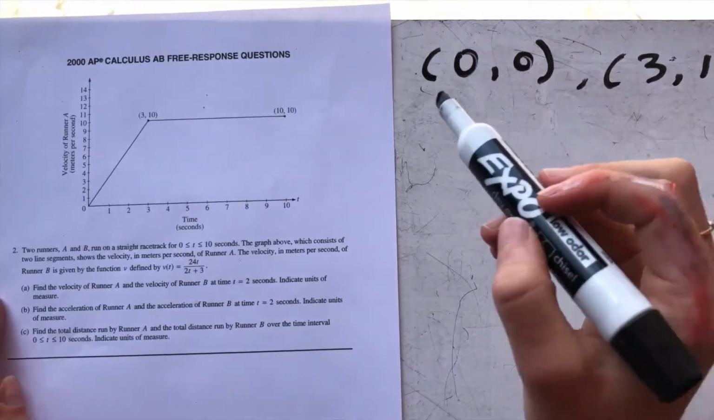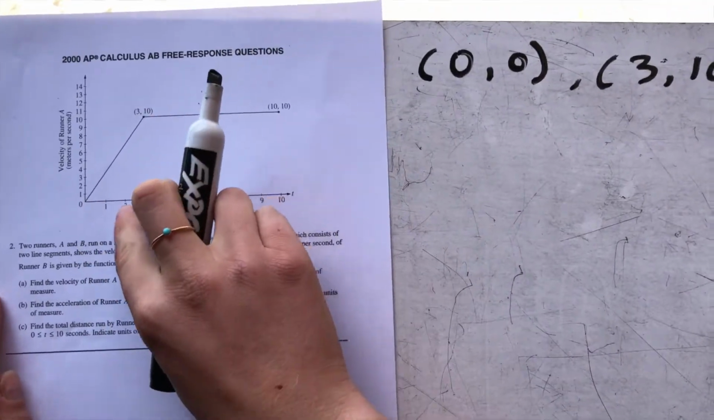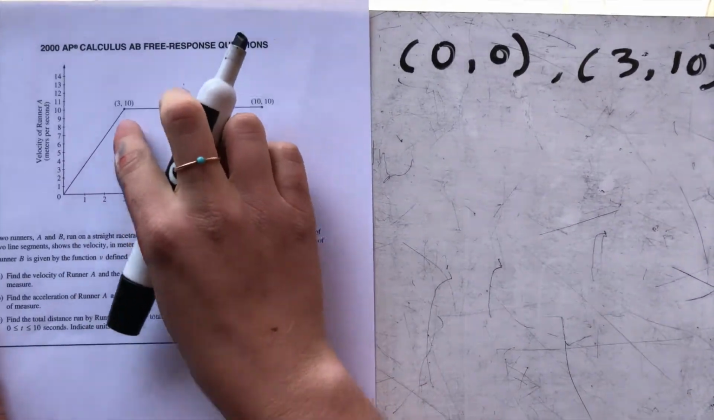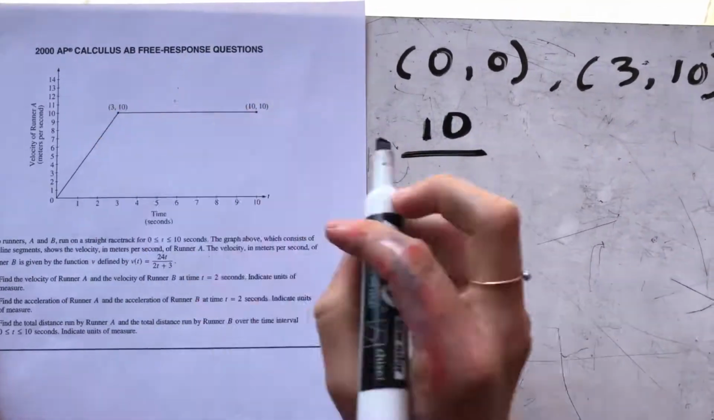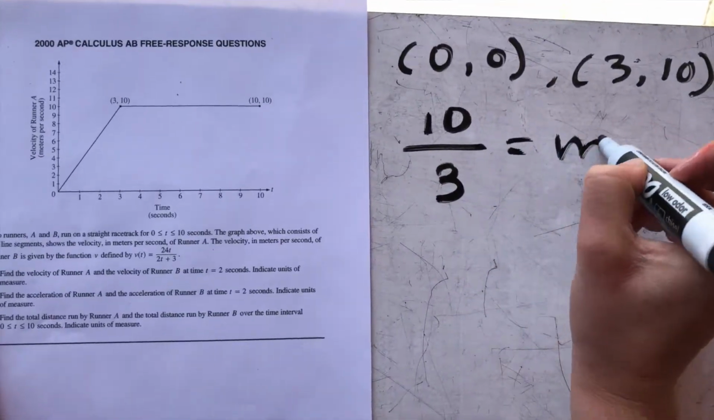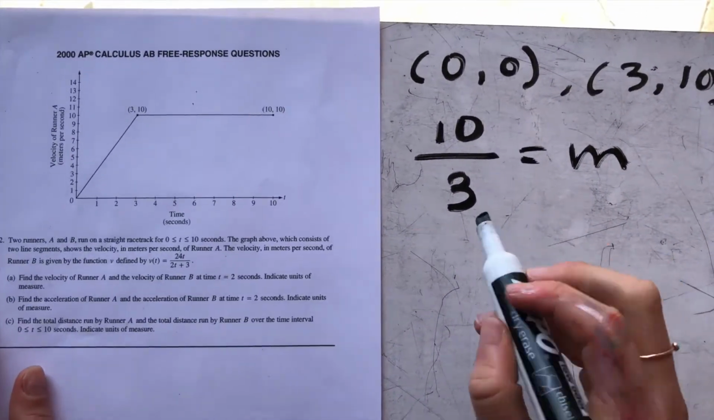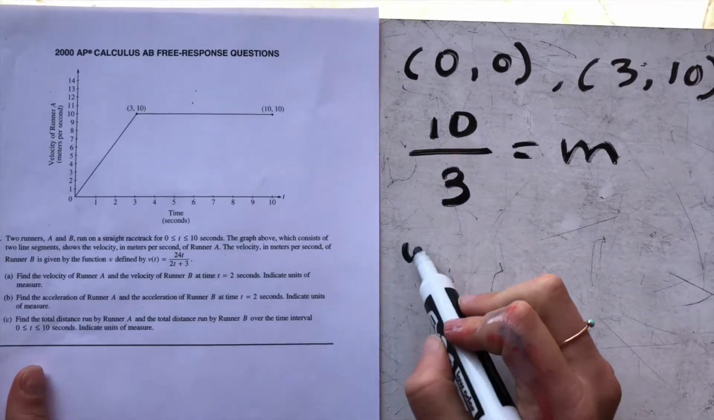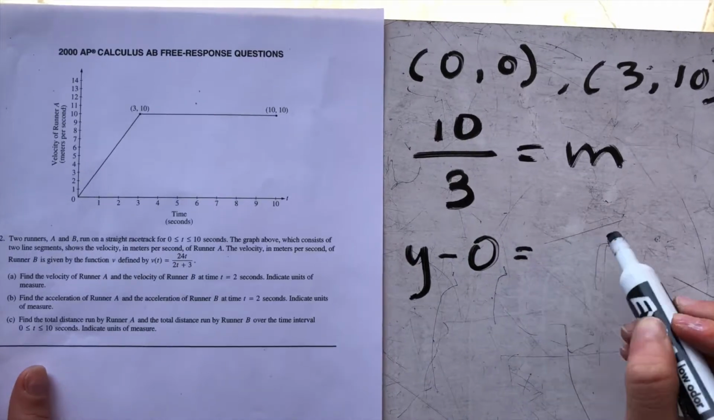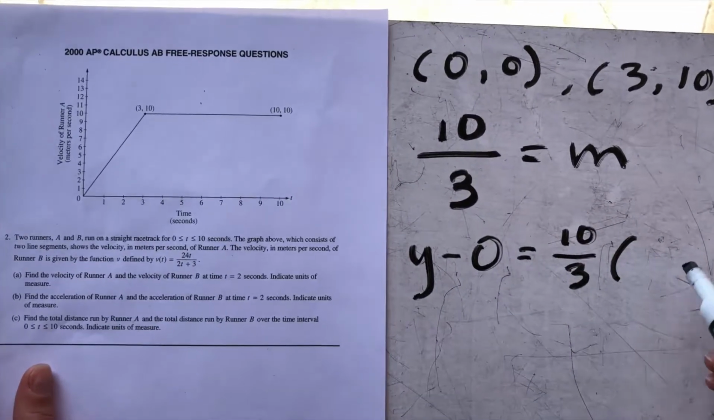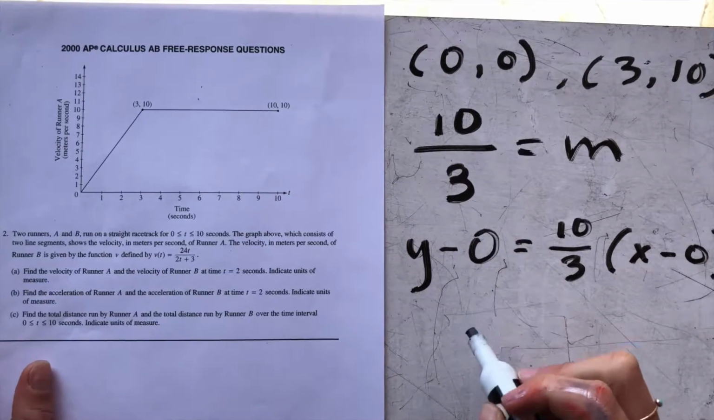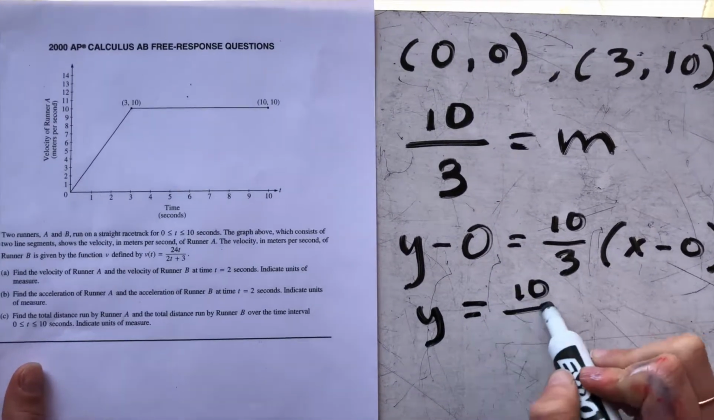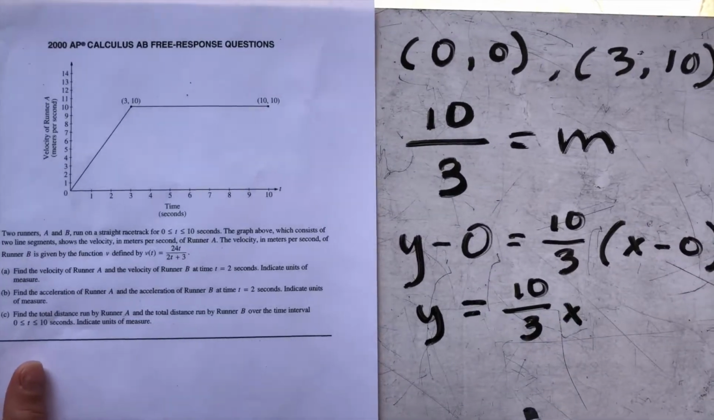Then we can find the slope of this line, which runs through x equals 2, by going rise 10 over run 3, so m, the slope, equals 10 over 3. Next, we plug these points into the point-slope equation: y minus 0 equals 10 over 3 times x minus 0. Simplifying, we get y equals 10 over 3 x.